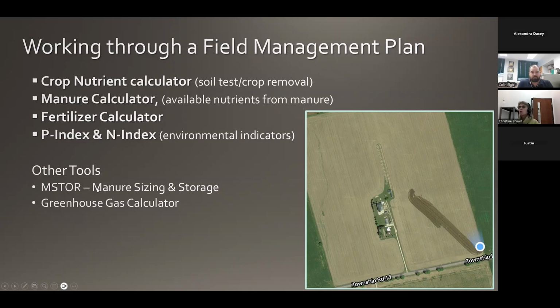We've got other tools like the manure storage and sizing that can give us an idea of how much manure we might have to add to that field. And then the greenhouse gas calculator gives us an idea of what kind of carbon emissions we might be getting based on different management practices.